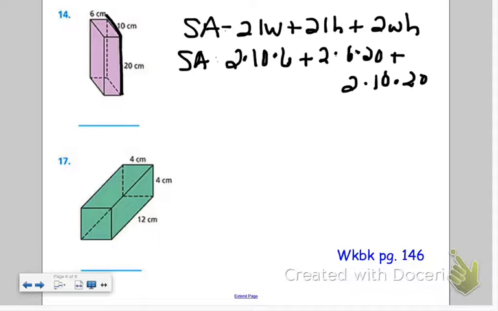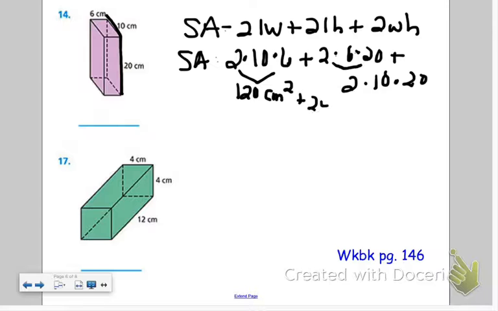So first I'm going to do multiplication because PEMDAS tells me to multiply first. I have to do 2 times 10 times 6. 2 times 10 is 20, 20 times 6 is 120 centimeters. Okay, then I have to do 2 times 6 times 20. So let's see, 6 times 20 is 120, and times that by 2 would be 240.